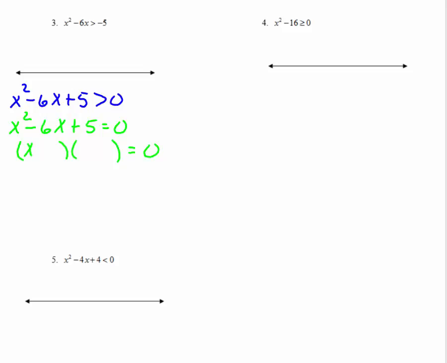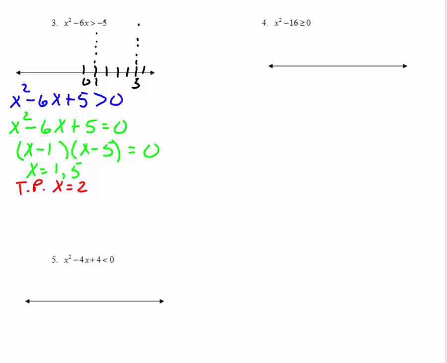The factors of 5 that add up to negative 6 are negative 1 and negative 5, so it factors into x minus 1 times x minus 5. Setting each factor equal to 0, I get x equaling 1 or x equaling 5. So here's 0, 1, 2, 3, 4, 5, 6. There's 1, there's 5. So draw a line down at 1 and a line down at 5. Now you'll see that 0 is not in the middle. I can still test 0, but it's going to be testing the left-hand side. A test point in the middle between 1 and 5 would be like 2. If you want to try 0, that's great too. Just know 0 is on the left-hand side.